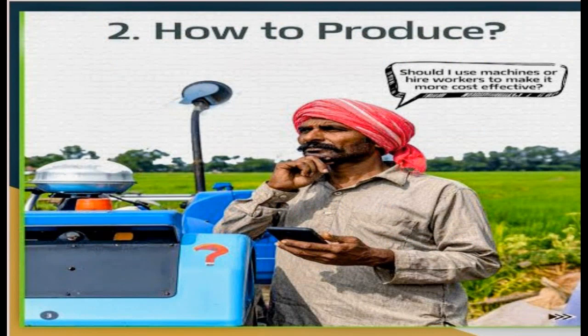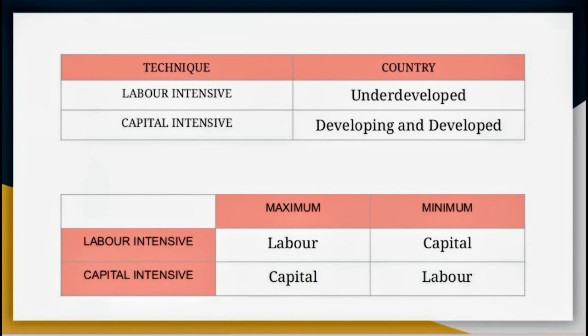So here the person is trying to decide which production technique he should use, whether he should use machines or labor. So there are two techniques of production. First is labor intensive technique of production, and second is capital intensive technique of production. The labor intensive should be used in an underdeveloped country, and the capital intensive technique of production should be practiced in developing and developed type of economies or countries. Because in a developed country there is surplus of machines, and in underdeveloped country there are a lot of unemployed laborers.